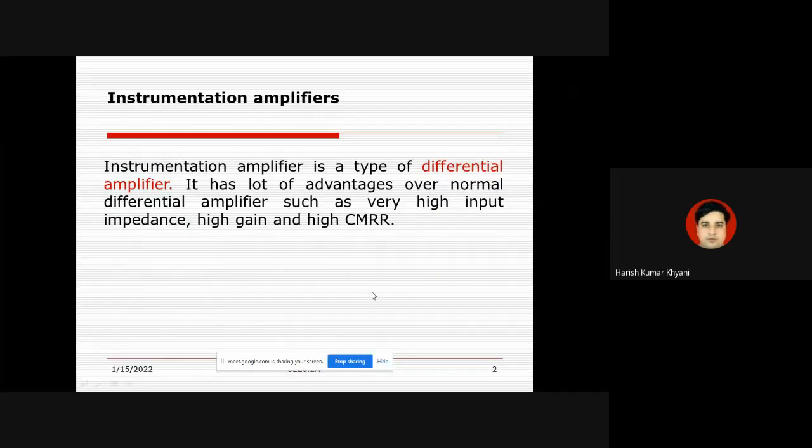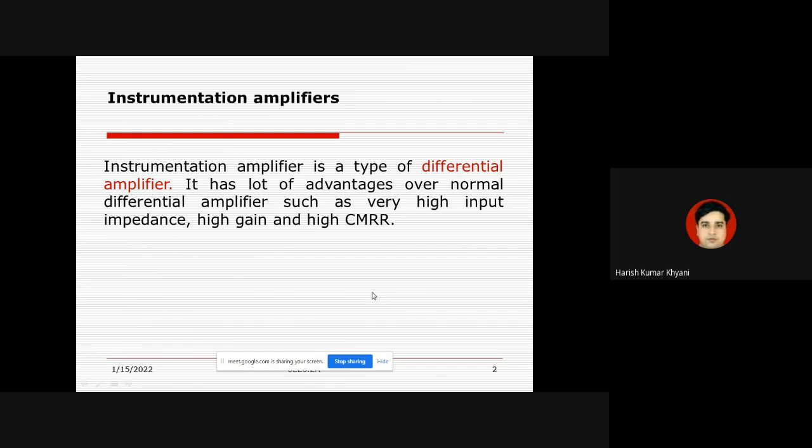Today we are going to discuss instrumentation amplifiers. An instrumentation amplifier is basically a special type of differential amplifier, which has a lot of advantages over the normal differential amplifier, because the normal differential amplifier has many limitations in terms of input impedance, gain, and CMRR. In the case of the instrumentation amplifier, we have the advantages of very high input impedance, high gain, and high CMRR, that is, common mode rejection ratio.